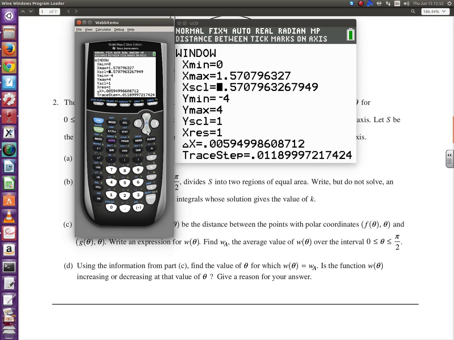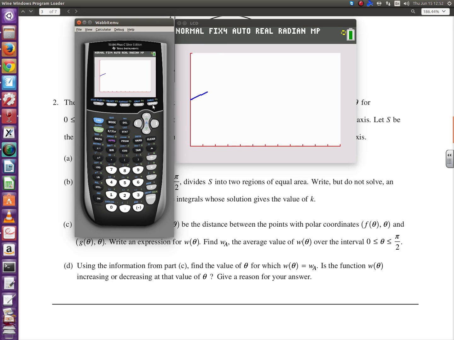And how about, just for fun, I like to do pi over 24. And 0 to 2. There you go. So there's F. And here's G. They're intersecting there? What did I get last time? I think I got 0.518 last time.